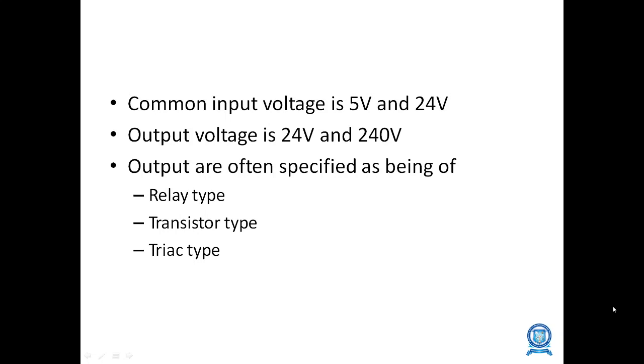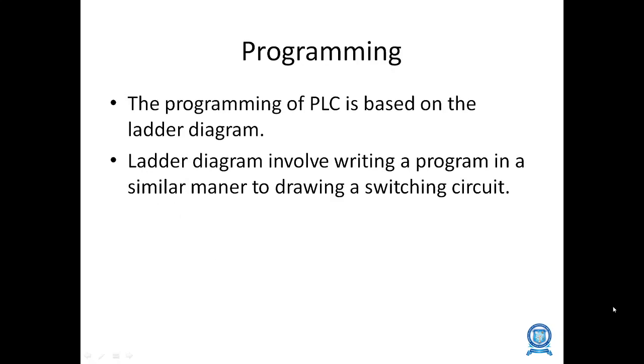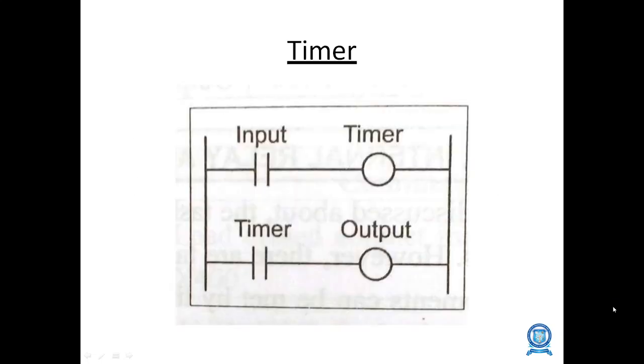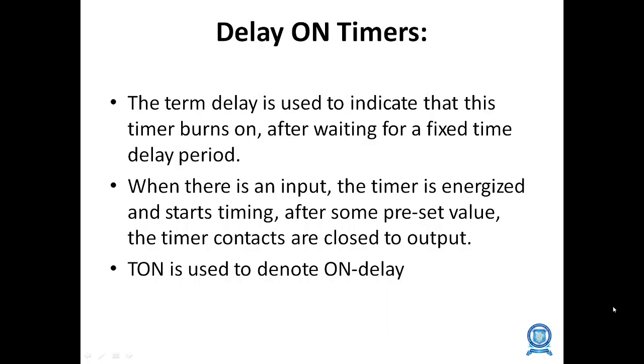Outputs are often specified by relay type, transistor type, or triac type. Programming of a PLC is based on the ladder diagram. The ladder diagram involves writing a program in a similar manner to drawing a switching circuit. This is the ladder diagram for a timer, in which input, timer, and output are taken.